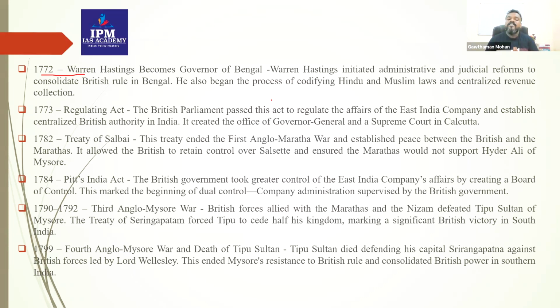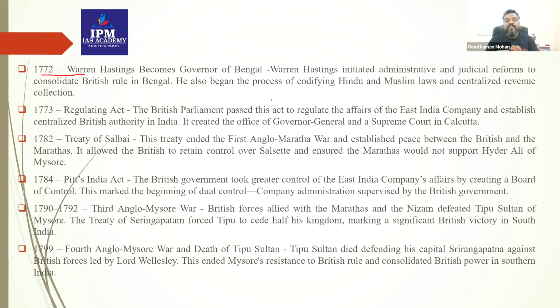Now, 1784, that is Pitt's India Act. After the Regulating Act, Pitt's India Act came, and the British government took greater control of the East India Company affairs by creating a board of control. Okay, initially they started with the title Governor General of Bengal. Now, with Pitt's India Act, they have come up with something called the Board of Control, and this marked the beginning of dual control, the company administration supervised by the British government. Okay, so Pitt's India Act is also very, very important.